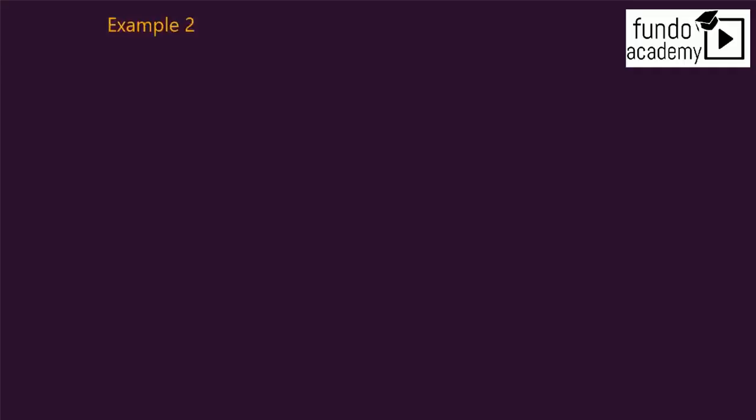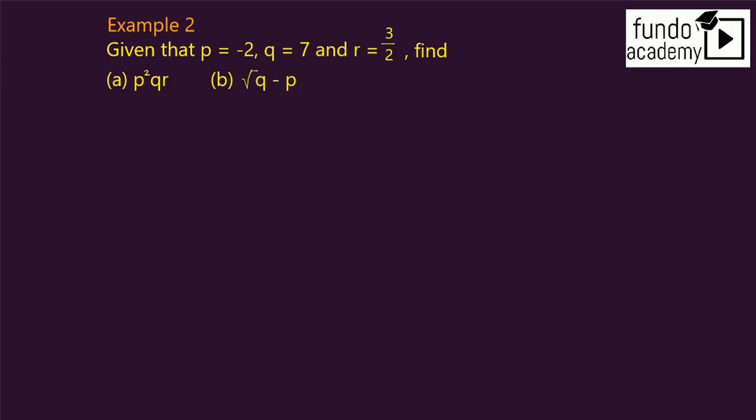Alright, in example 2 we have been given that p is equal to -2, q is equal to 7, and r is equal to 3 over 2. So we want to find, on part A we want to find p squared qr, and on B we want to find the square root of q minus p over r. Right, so I'm gonna be giving you 4 minutes to work this one out, starting from now.